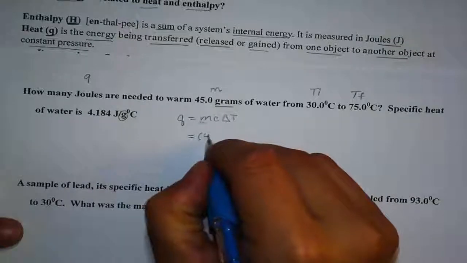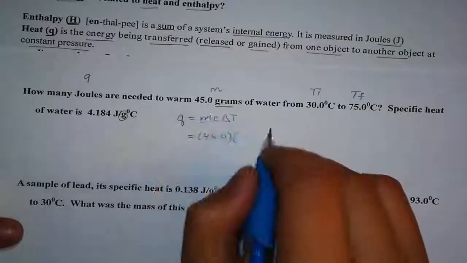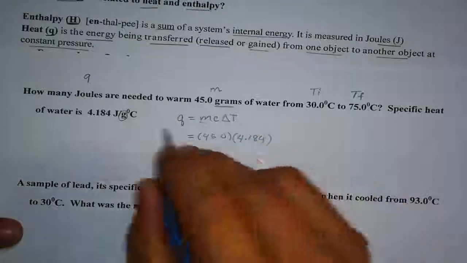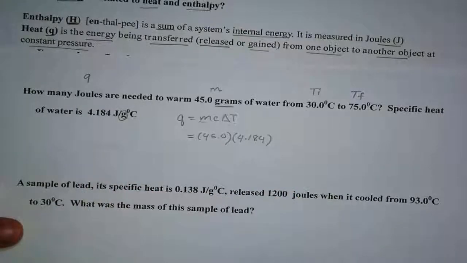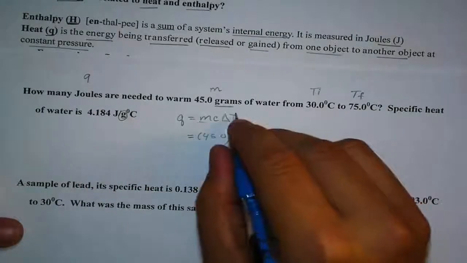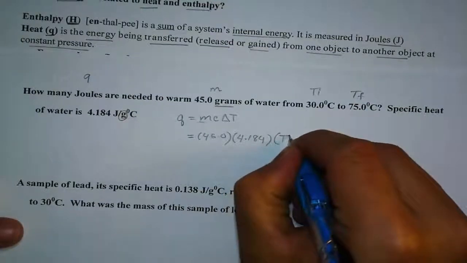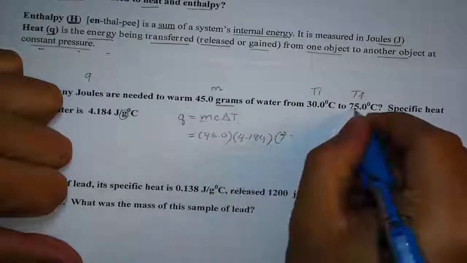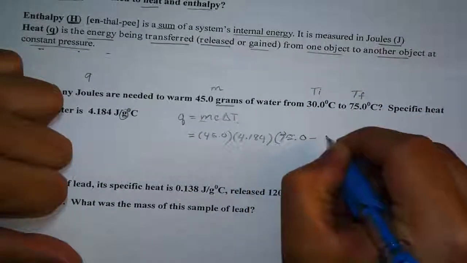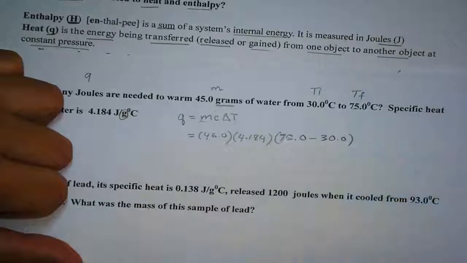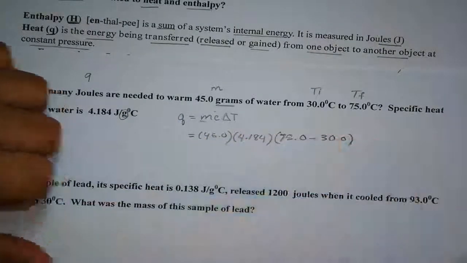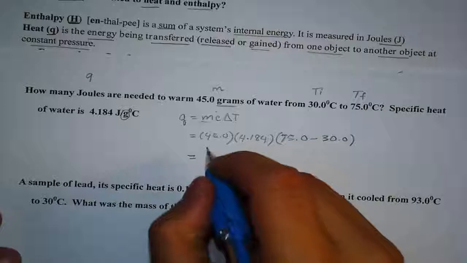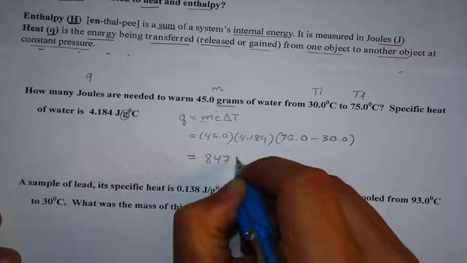So in this case, your mass is 45.0. And notice how I don't put the unit there. Okay? And my specific heat capacity is 4.184. Again, I did not put the unit there. That way it doesn't confuse. And then the last thing we have is delta T, which is T final minus T initial. In this case, we know exactly what it is already. The T final is 75.0, and the T initial is 30.0. And then all we have to do is just plug this into the calculator.